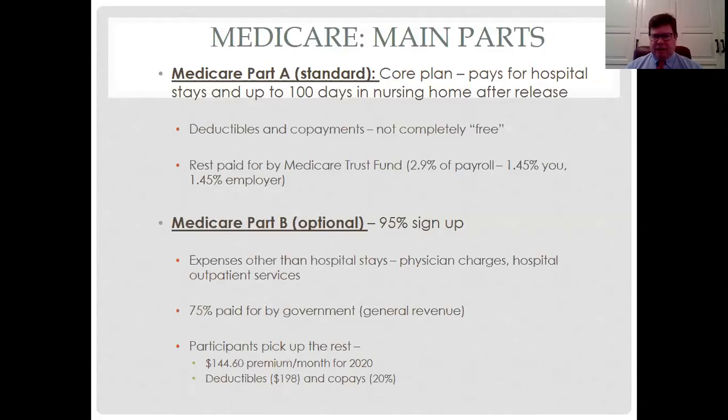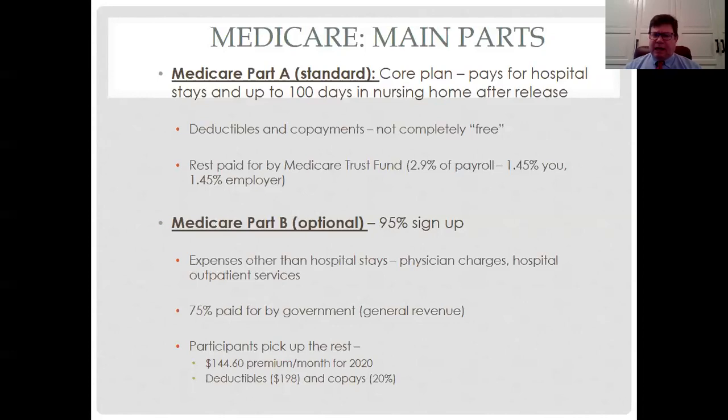This is the one that's taken out of payroll taxes. So all of your paychecks get a 2.9% payroll tax for Medicare. It comes out 1.45% from you and 1.45% from your employer. And this, as the core part of Medicare, pays for hospital stays and also for extended stays at nursing homes after the point in time in which you're released from hospitals. It's not completely free. Like most other health insurance, there are deductibles and co-payments as well.